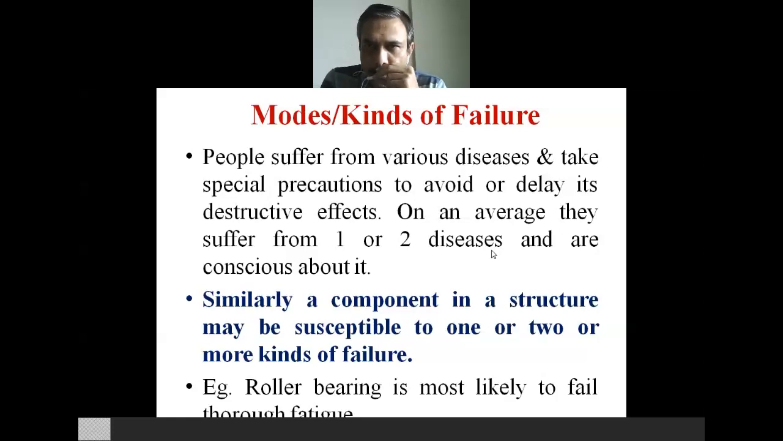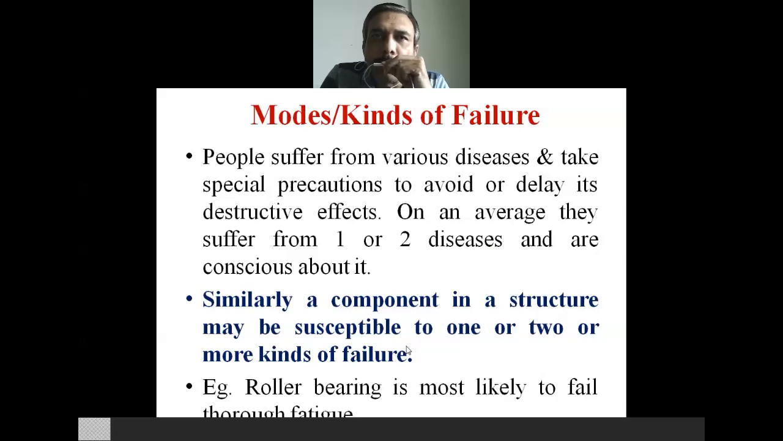Like say, a roller bearing is most likely to fail through fatigue failure. Likewise, there are different kinds of failure with which a component can fail, and our intention is to identify those various kinds of failure. Even though there are almost 10 to 12 kinds of failure listed, most often a component is related to one or two to three kinds of failure. And as a designer, you should take care that the component throughout its life will not fail with those two to three kinds of failure.